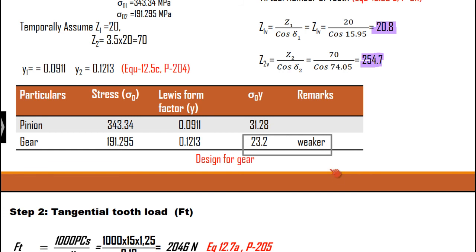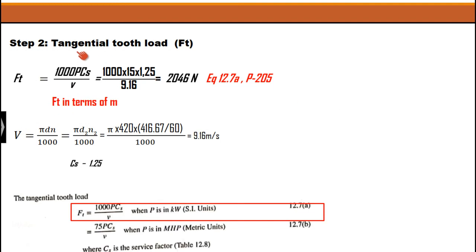Moving forward, let us look into step number 2, where we will calculate the tangential load, like we did for the previous question. This will not be obtained in terms of module, because it's a type 2 question. So we have the value of velocity as pi D2 N by 60 into 1000. We will substitute it over here. CS as 1.25 is given in the question. On substitution, we get the value of FT as 2046 newton.